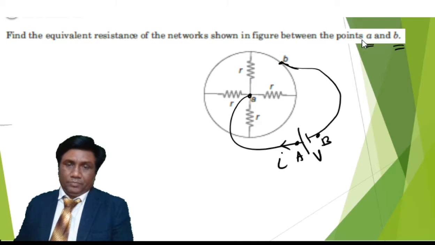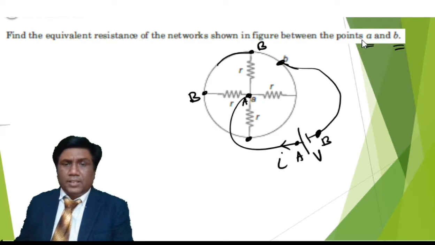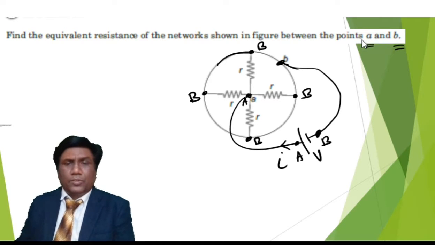As this point's potential is A, automatically this point's potential also will be A only. Now this point's potential is B, so this point's potential also will be B, and as this is a metallic wire only, this point's potential also will be B, and this one also B only. We have altogether 4 resistors, and we need to find out the net resistance between A and B. Say this is the point A, say this is the point B.